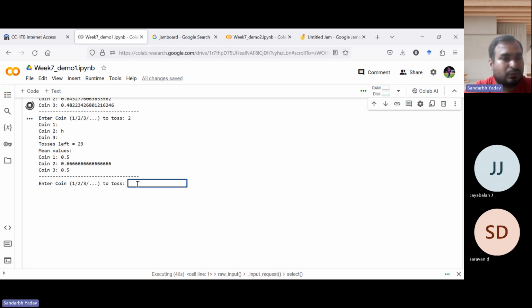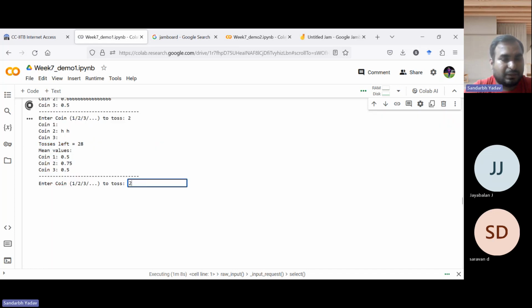So let's do coin 2. Remember the point I mentioned that if you have not tossed any coin, then its mean will become 0.5. So this has also happened. We didn't sample coin 1 and coin 3, so their means are 0.5 now. So as of now, based on data, we will sample coin 2. Let's see.